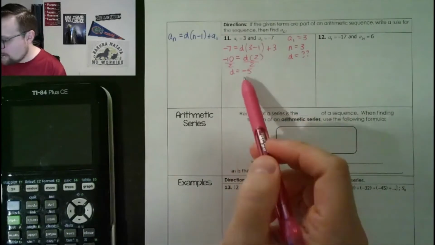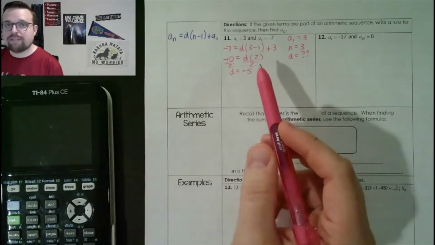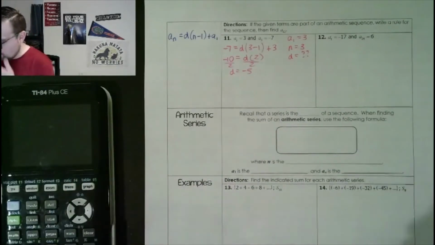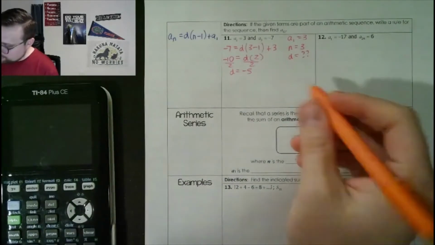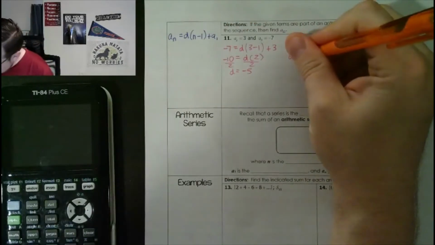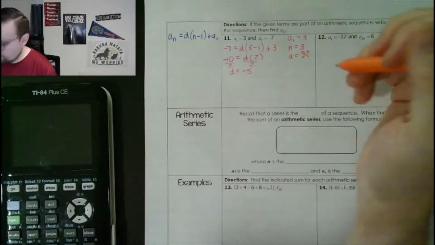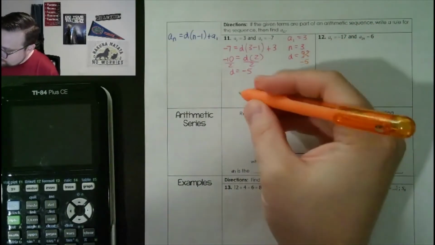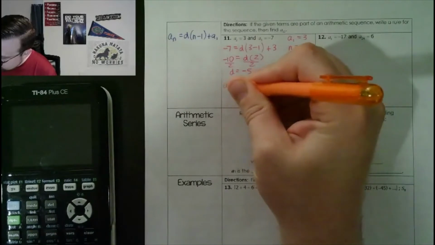So we are confident now that d being negative 5 is correct. Okay, so that was only half the problem. The other half of this problem is going to be figuring out the 12th term. So let's go ahead and we can cross out these question marks over here because now we know that d is negative 5. And let's go ahead and do the 12th term.